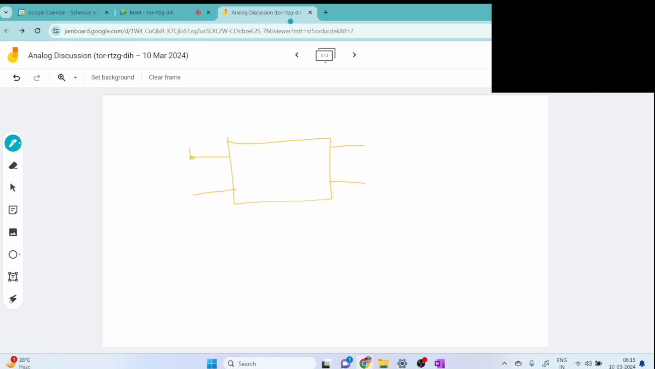If there is any circuit like this and it has two ports, it should have one input port like this and one output port like this. We are considering a linear circuit, a linear time invariant, or LTI, system.